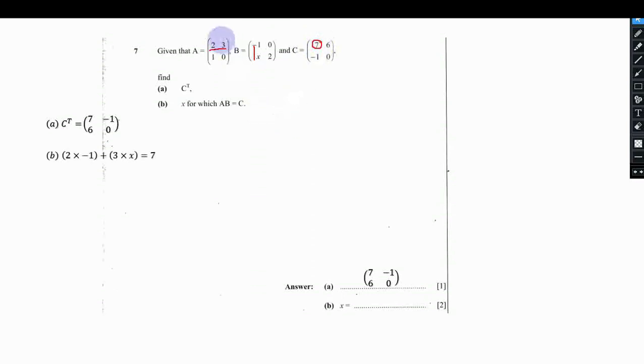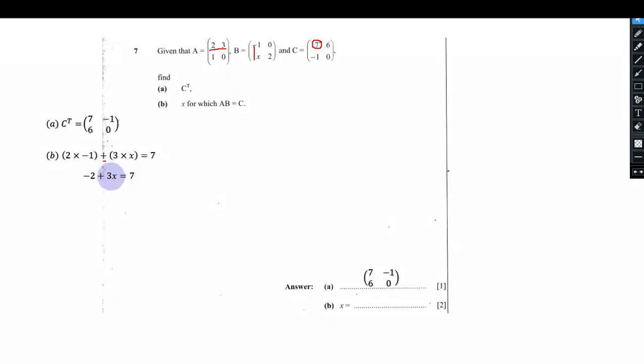So here I multiply 2 times negative 1, and then because I'm still in the same row, still same column, you put a plus. So 2 times negative 1, and then we put a plus. We are coming to 3 times x equal to what? The first element there, which is a 7. Okay, so we multiply, we have a negative 2 plus 3x equals 7.